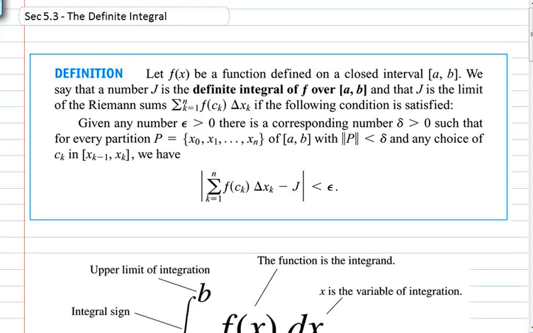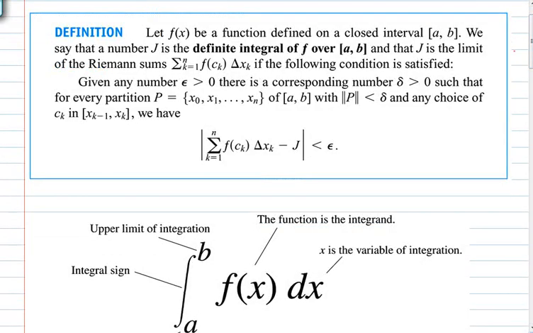5.1 and 5.2 culminate into section 5.3, the definite integral. And here's the definition of a definite integral. We're going to let f of x be a function defined on a closed interval. We say that a number J is the definite integral of f over the interval from a to b, and that J is the limit of the Riemann sums, and this is the formula for the Riemann sums.